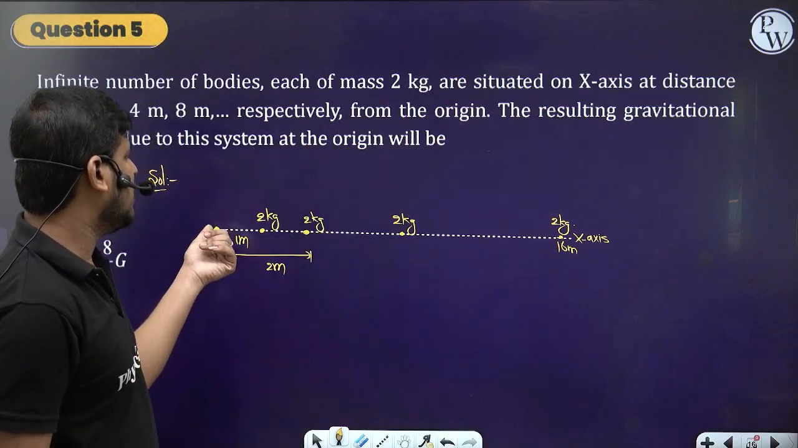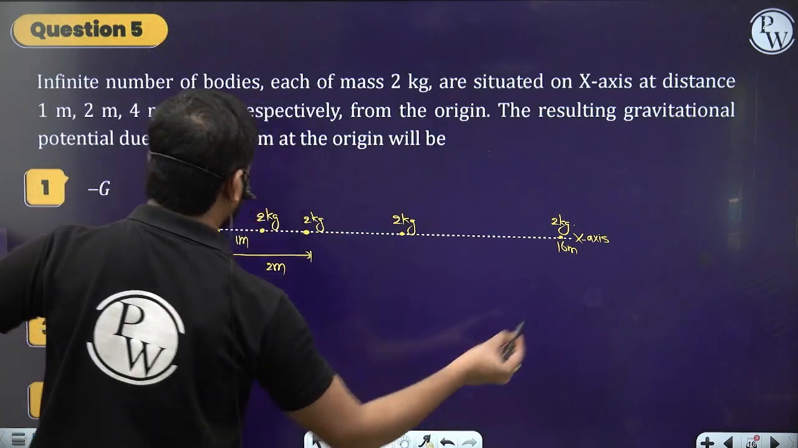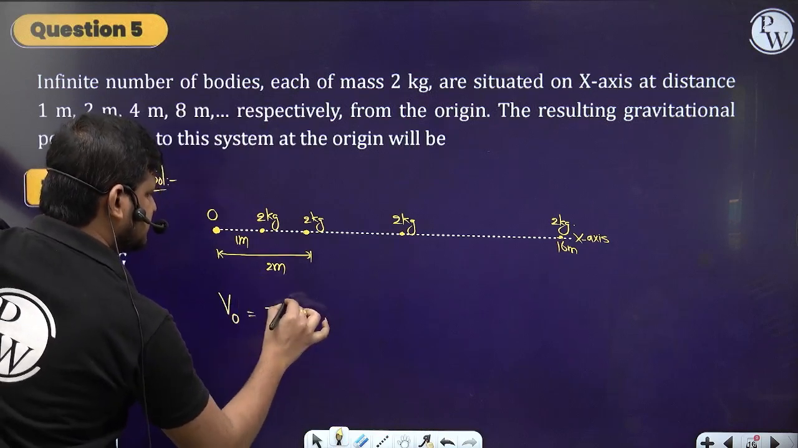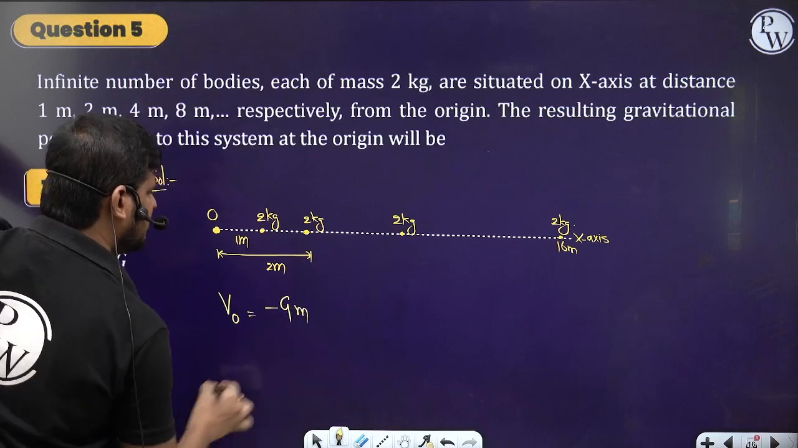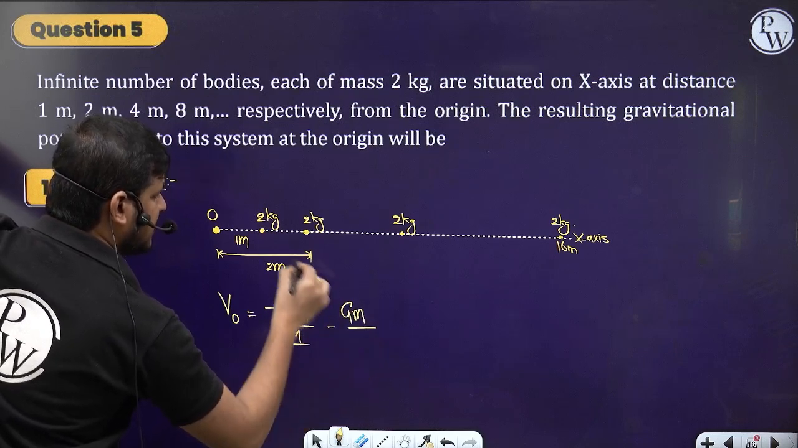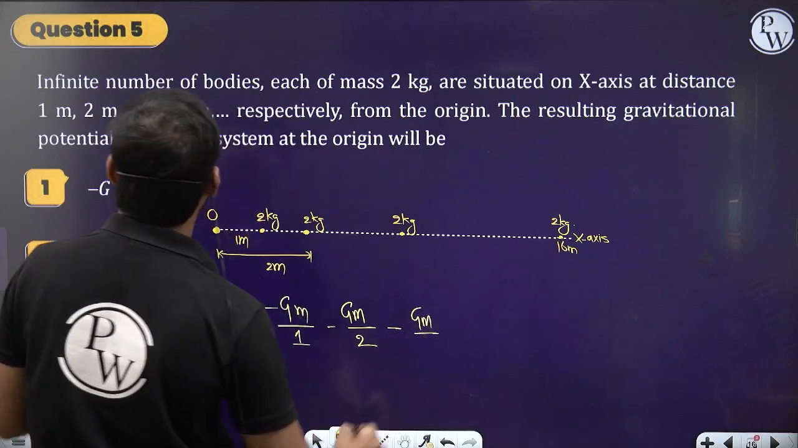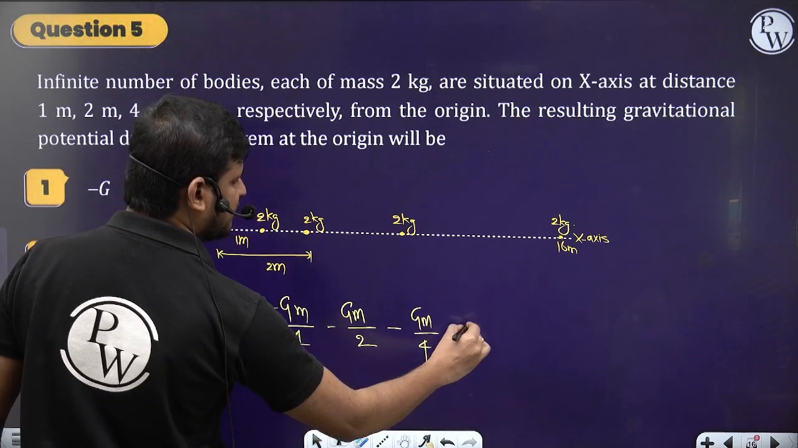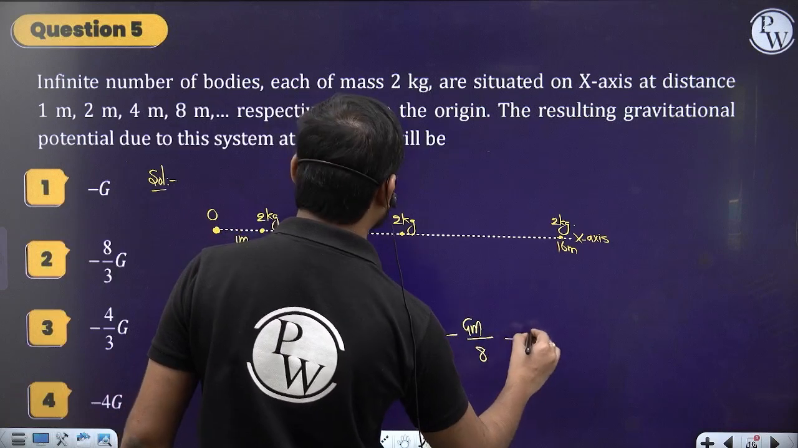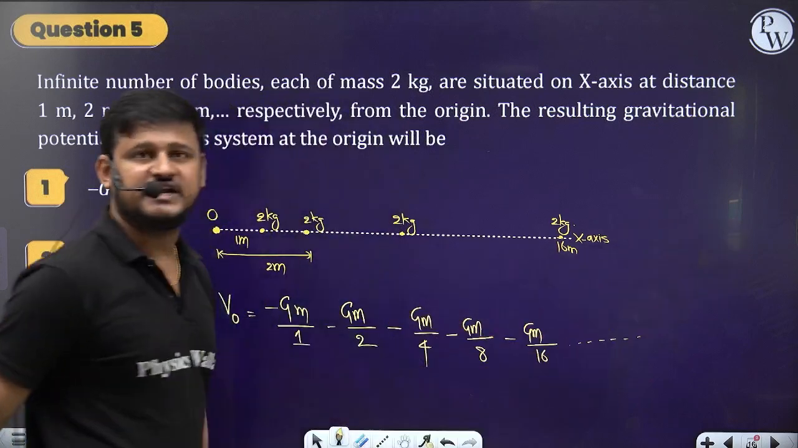So here, what is the net gravitational field at this point O? The net gravitational field at this point O. So what can we write? The net gravitational field at O is, the first one is G into the mass, let it be small m, at a distance 1. The second one, G mass m, at a distance 2. The third one, minus Gm, at a distance 4. The fourth one, Gm, at a distance 8. Then minus Gm, at a distance 16. It goes on up to infinity.